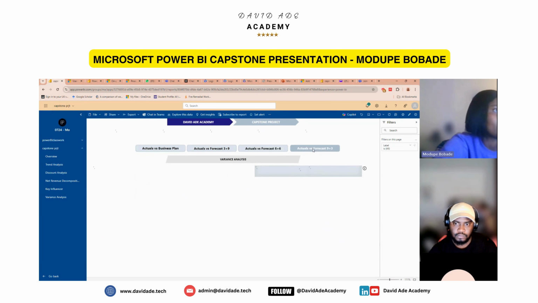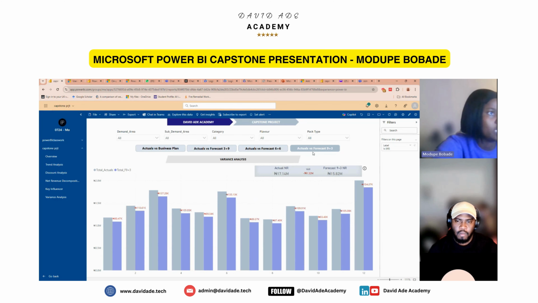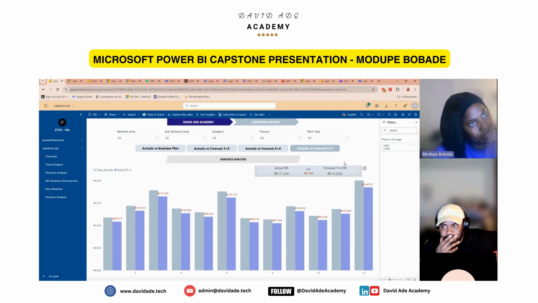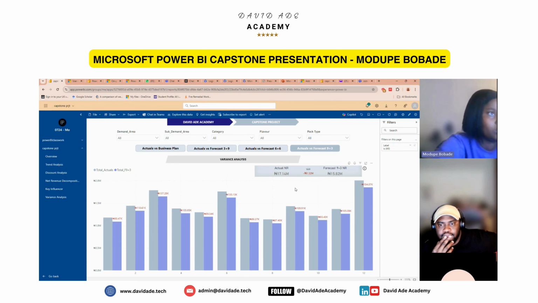And the forecast 9 plus 3, this actually took a dip. At the end of the month 9, they projected that they are going to take a dip in the net revenue. So the total is 17.14 million as projected, and the forecast 9 plus 3 says we should be making 15.82 million. So the variance of that is 1.32 million.